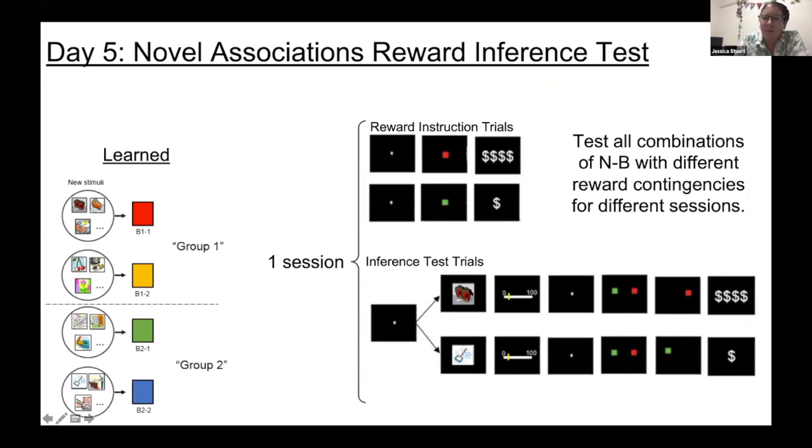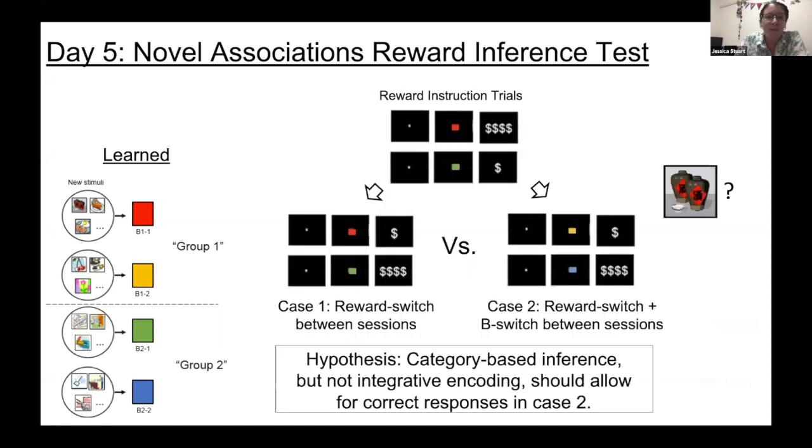But the manipulation that we're doing here is that for these novel stimuli, we haven't shown them with both of the B stimuli for the group. They've only been seen with one of the B stimuli for the group. So then we can start to mess with what we show them with the B stimuli and reward.